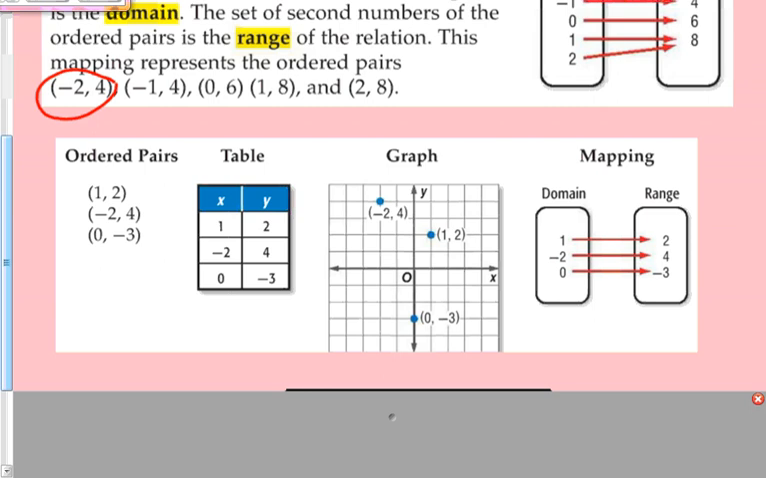Now this is kind of what you're going to be doing on part of your assignment. You're going to be given ordered pairs the normal way you would see them with parentheses. You're going to be asked to put them in a table, your x values vertically, y values vertically. You're going to be asked to graph them on a coordinate plane, actually plot your points, and then you're going to be asked to make a mapping with the same ordered pairs. So it's actually really easy. It's just different ways to display them.